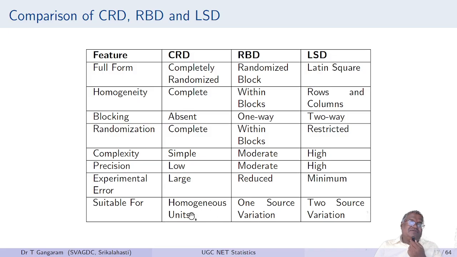CRD is suitable for homogeneous units and laboratory experiments. All the units must be homogeneous only. In RBD, one source of variation is there in the data, and RBD is suitable for that. Whereas in LSD, we can test two sources of variation.